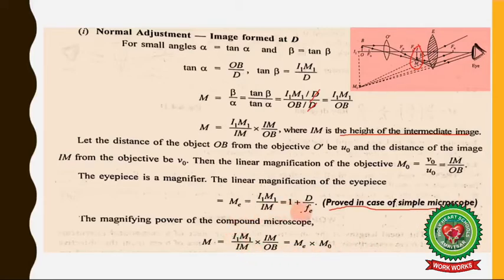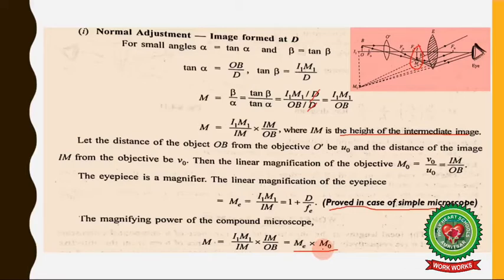Now the magnifying power of the compound microscope. We have two lenses. One is the objective and the second is the eyepiece. Therefore, the combined magnifying power is equal to I1M1 divided by IM multiplied by IM divided by OB, which is equal to ME multiplied by M naught, where ME is the magnification of the eyepiece and M naught is the magnification of the objective. So this is the combined magnifying power of the compound microscope.